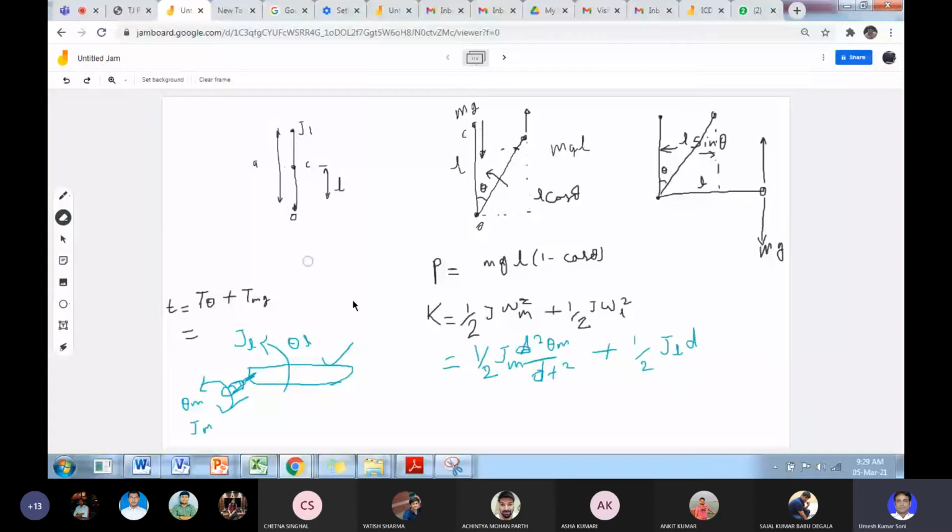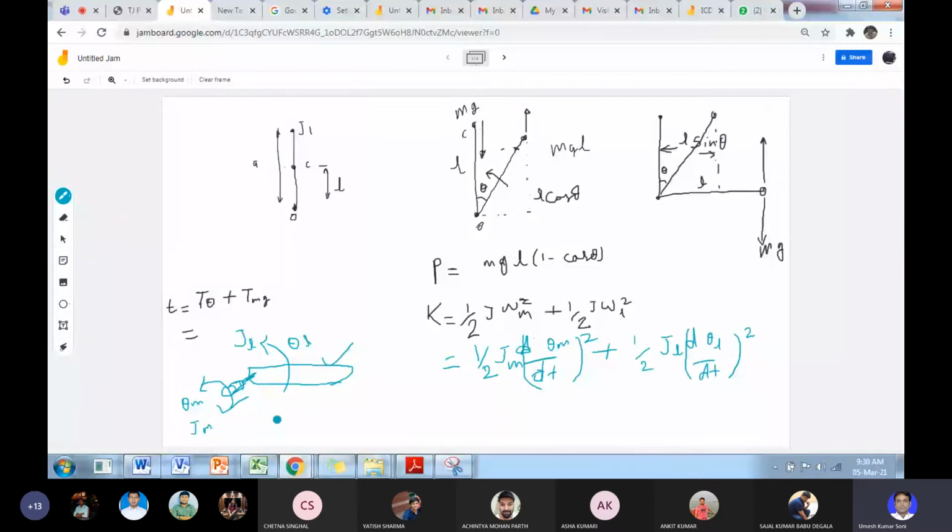here this is a mistake, and here theta L by dt. So this is the total kinetic energy in moving with angle theta m and theta L.